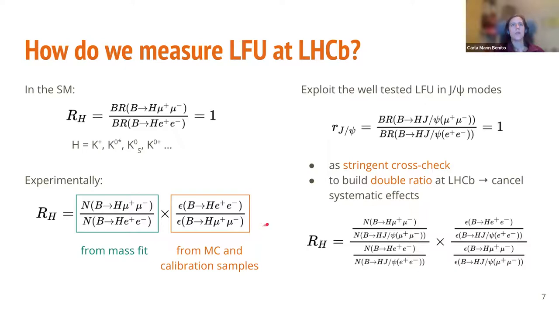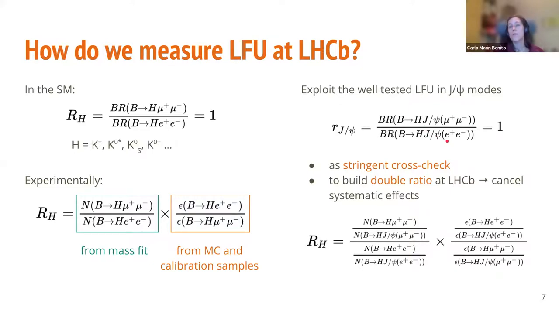Something important at LHCb that we do is that we exploit the well-tested lepton universality in J/psi modes. So this is the same decay as the rare b to s ll, but with a J/psi in the final state. So now you have a B hadron going to another hadron and a J/psi, and this J/psi can go either to two muons or two electrons. And this has been measured very precisely to happen in equal rates. So basically, if you look at this ratio of branching ratios, this should be one. And this actually provides a stringent cross-check of the absolute efficiencies with which we measure these decays.